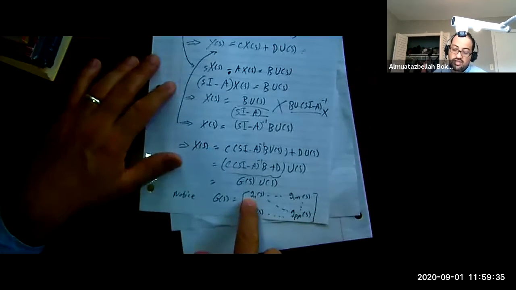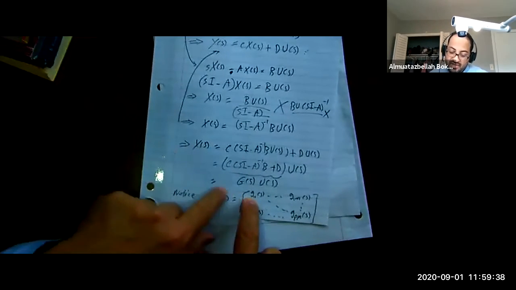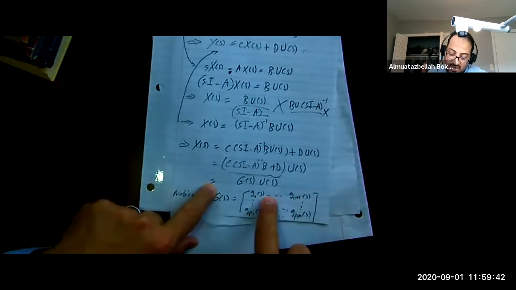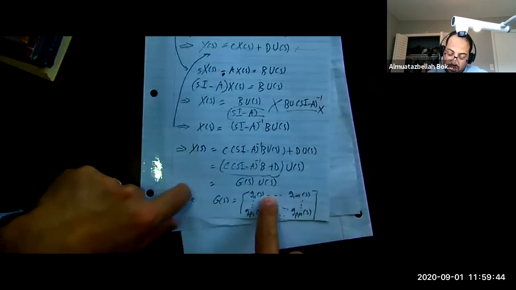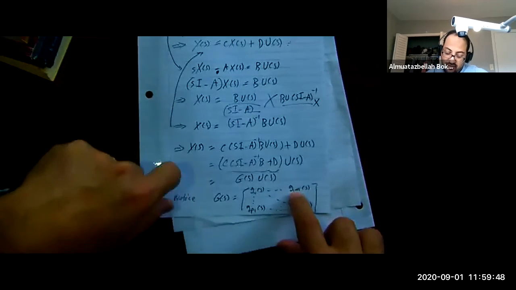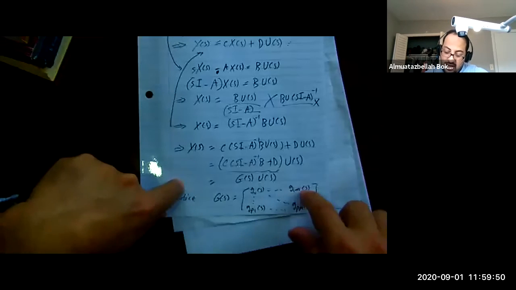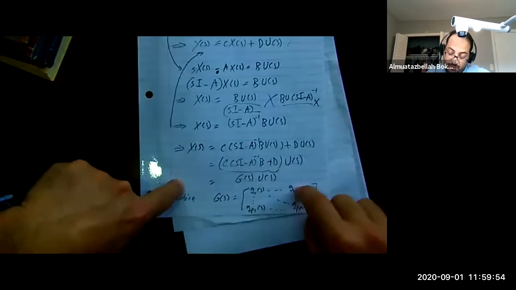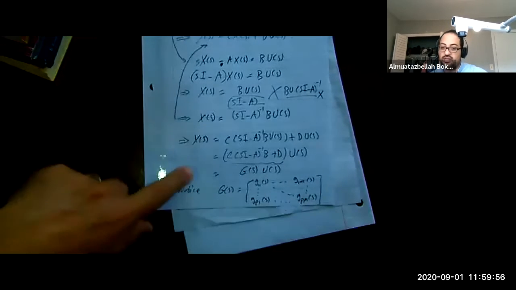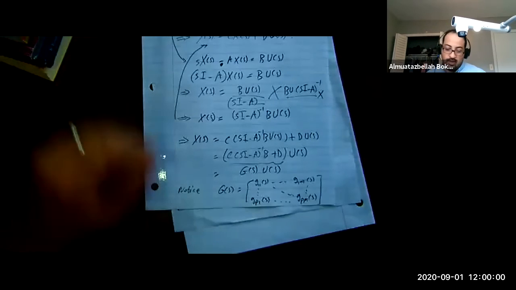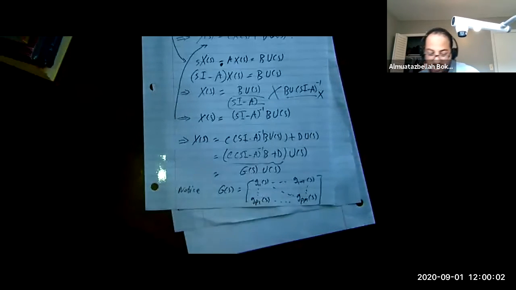So this transfer function relates the first output with the first input. This second transfer function relates the first output with the second input. The last one here relates the first output with the last, or Mth, input. Similarly for the other ones here. Okay, we still have time. Any questions so far?